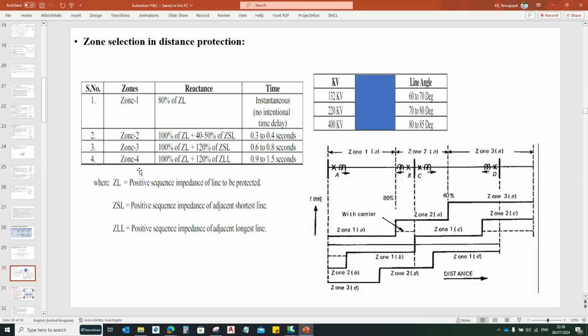And as I told earlier, in the offset mho relay as well as quadrilateral characteristics, there is also zone 4. Sorry, zone 5 will be there. So zone 5 is nothing but a reverse looking zone. Under some conditions, some manufacturers will provide zone 1, zone 2, zone 3 and zone 4 as forward looking zones, and the fifth zone they will add, and that will be the reverse looking zone.